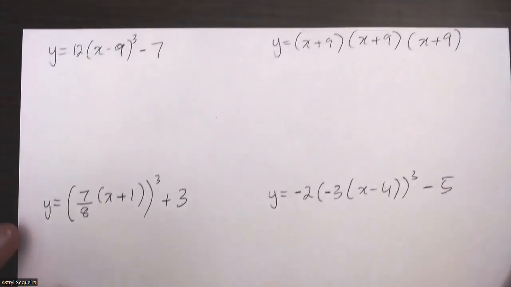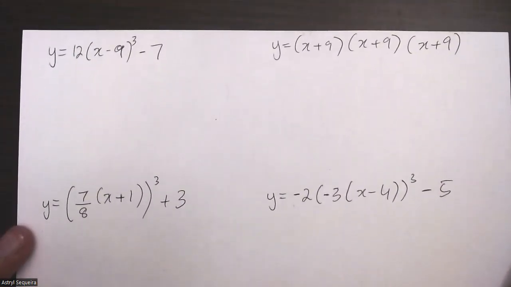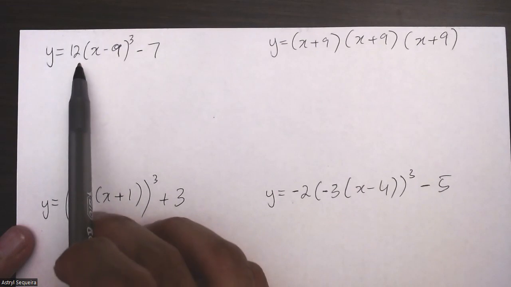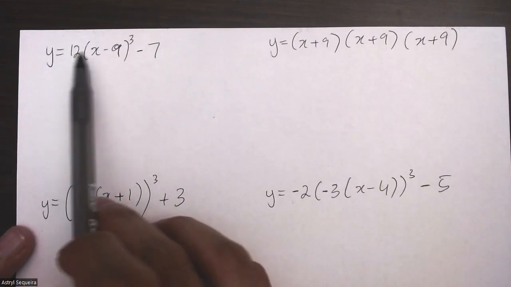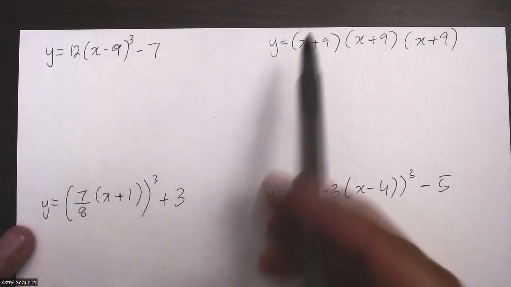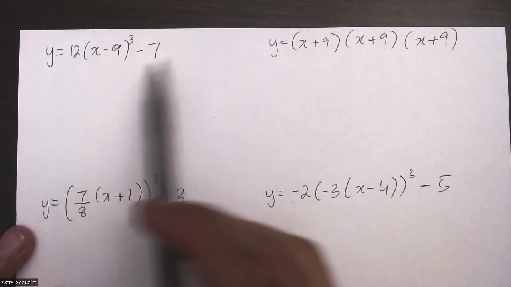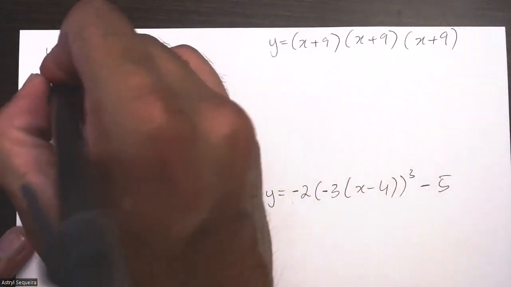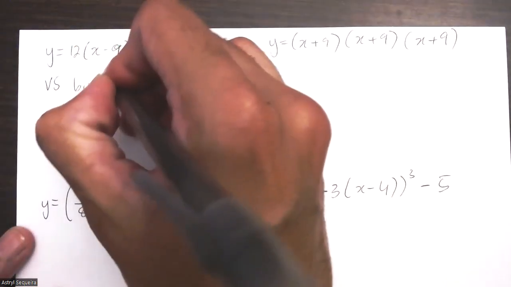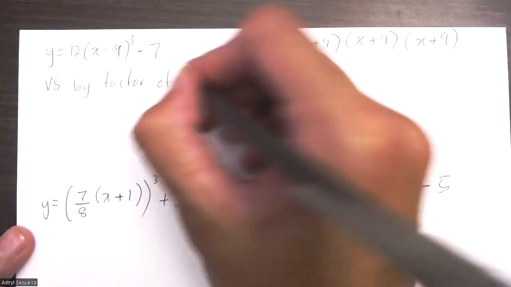So let's actually take a look at the questions. Let's start solving the questions and applying those rules. So let's take a look at the first one over here. I have 12x minus 9 cubed minus 7. So this 12 is my A value. It's larger than 1, which means it's a vertical stretch by a factor of 12.